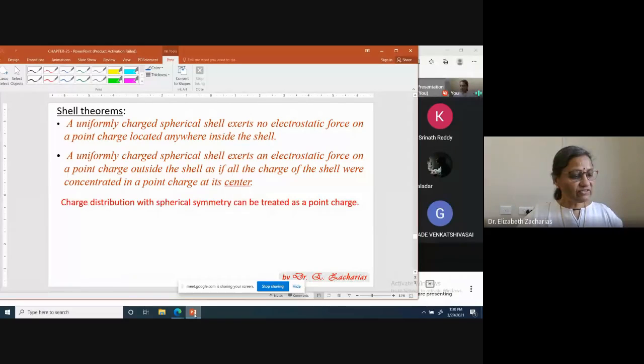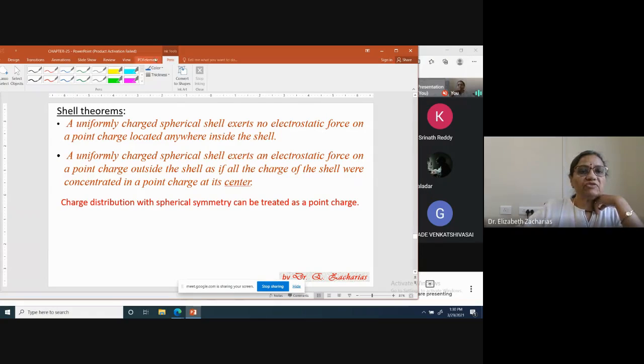We are in the last leg of chapter number 25. Okay, so today we should be finishing this particular chapter. So what we will see today is shell theorem. Okay, so let's see, there are two shell theorems. Let's see what they are.